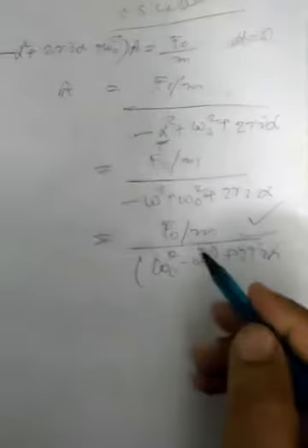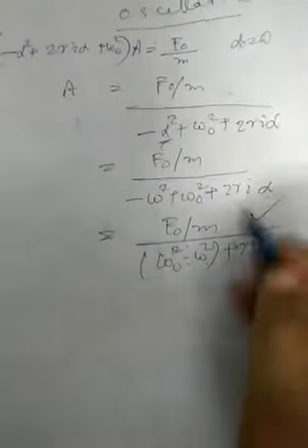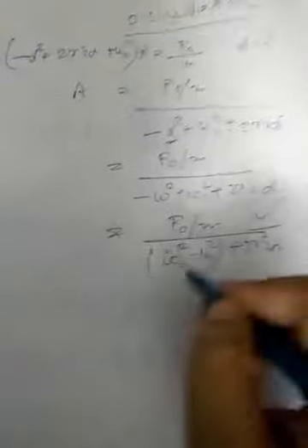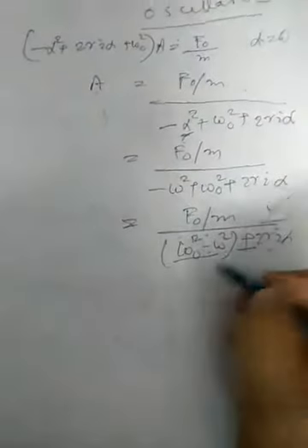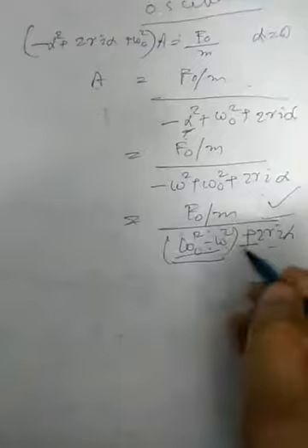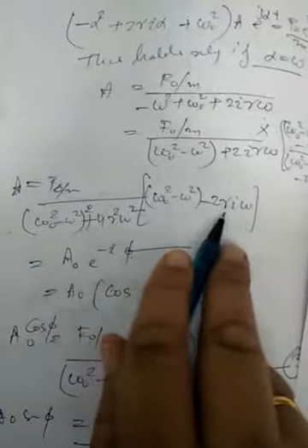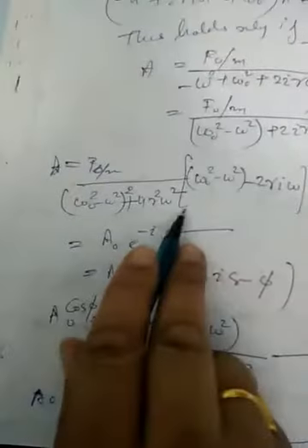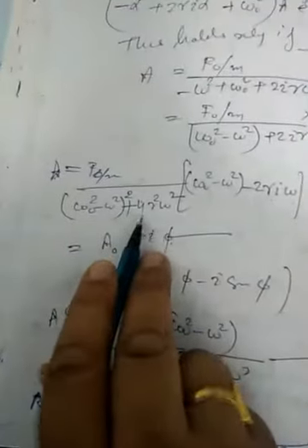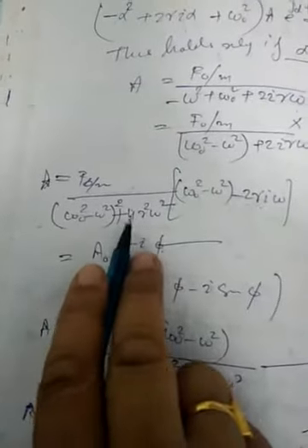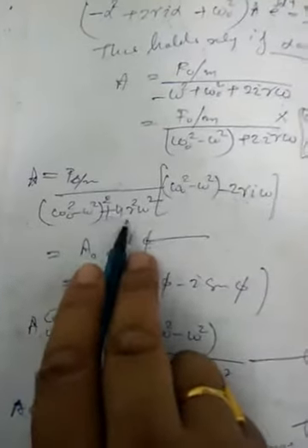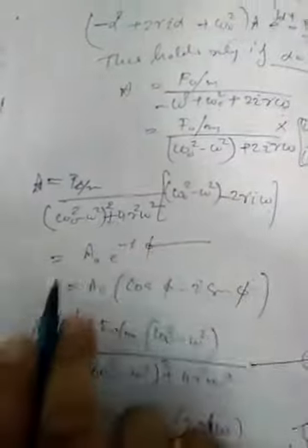Now what we can do is solve it by rationalizing, multiplying and dividing by this vector, this minus this to the upper side, this minus this to the lower side. So it will be a plus b into a minus b. So the equation will become f naught by m times omega naught square minus omega square minus 2 gamma eta omega, upon the whole square. Since eta square is there, that value comes out, so the minus sign will be there. So eta square is minus, which will be plus.